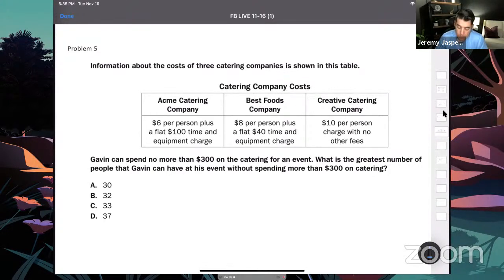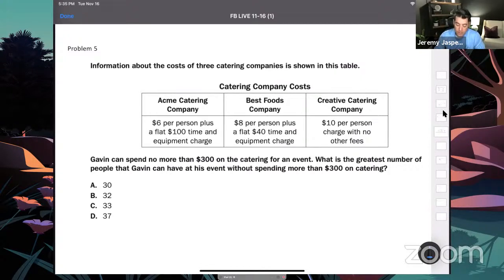So in this one, we've got information about the cost of 3 catering companies shown in the table. We have Acme, Best, Creative. We have all the different situations. And the question says, Gavin can spend no more than $300 on catering for an event. What is the greatest number of people that Gavin can have at his event without spending more than $300 on catering?